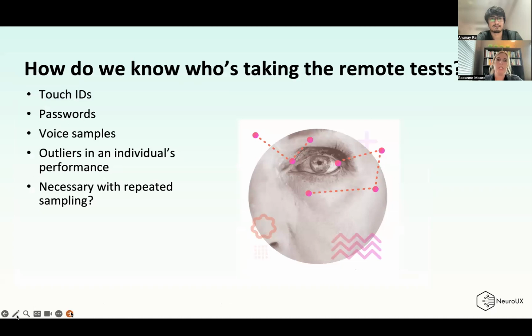And how do we know who's taking the test? Well, there's all kinds of sensors built into smartphones, actually like 26, I think, that make it really easy to assess if it is the person we intend to be taking our tests. You can measure touch IDs, have them put a password in, capture voice samples, take a snapshot, have them take a video or a picture of themselves during testing. You can also, after the fact, look at outliers in individuals' performance.